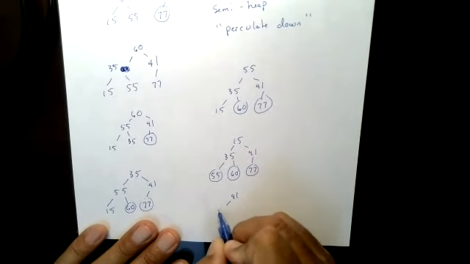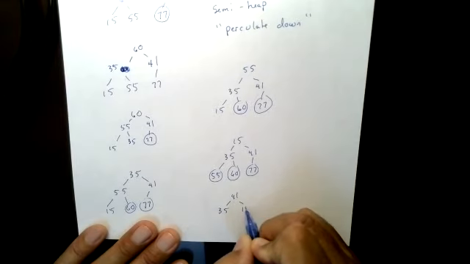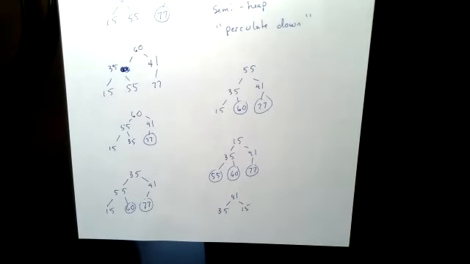So now I have 41, 35, and 15 left, because my other numbers are solid. I switch 41, yeah. So the 15 ends up going back up. And eventually I should end up with my sorted array by doing this percolating down. Questions?